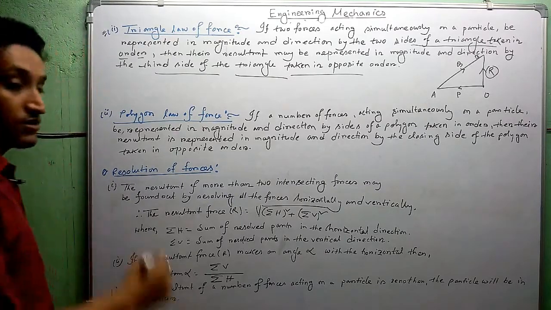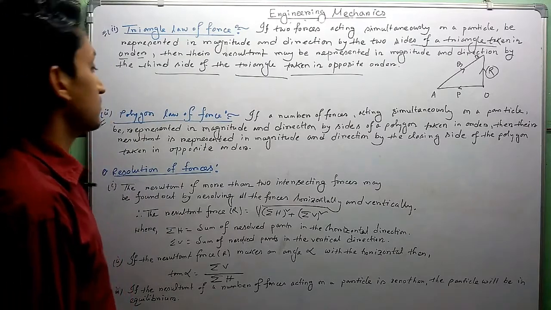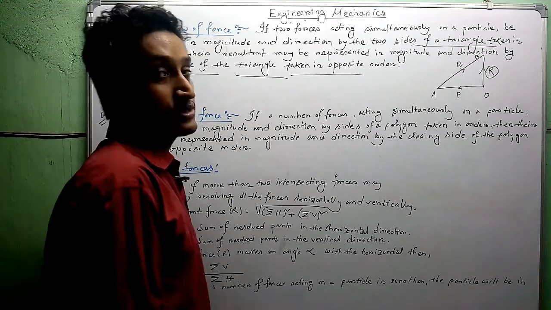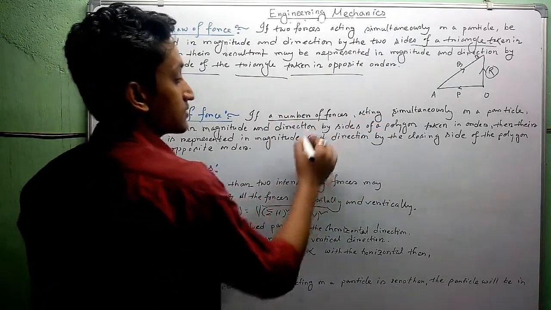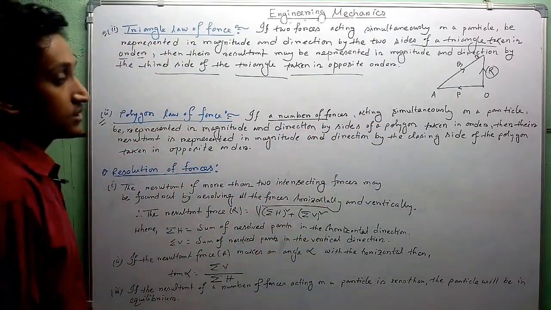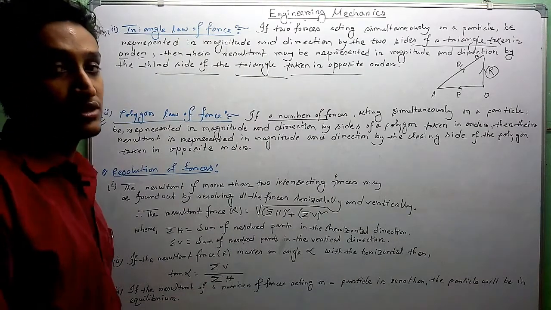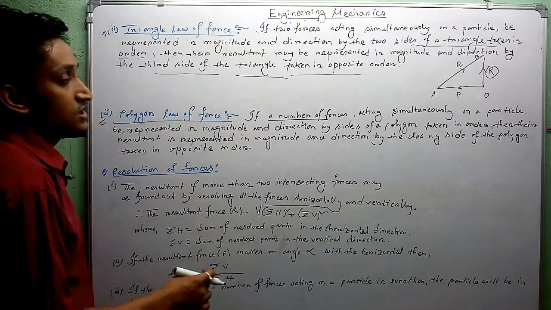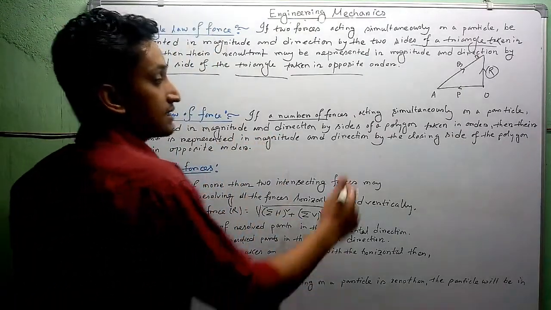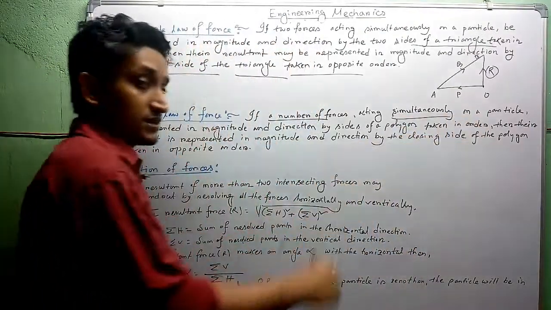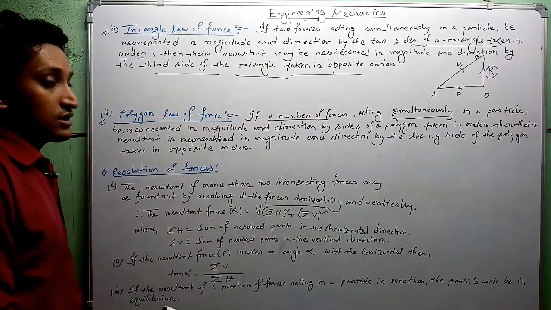And the third one is the polygon law of force. And what is the polygon law of force? If a number of forces act, here is the number of forces. Okay, there is no specific 2 forces, 3 forces or 5 forces. Then we can say that if a number of forces act simultaneously on a particle, now we can consider 5 forces simultaneously on a particle.